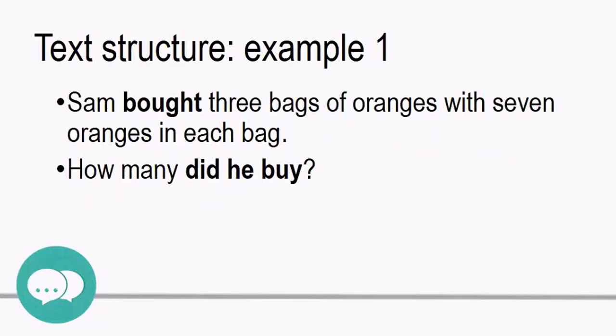Sam bought 3 bags of oranges with 7 oranges in each bag. How many did he buy? So what might be challenging for kids? It's past tense, but the form is different based on whether or not it's an affirmative sentence or a question. So that might be challenging for kids.